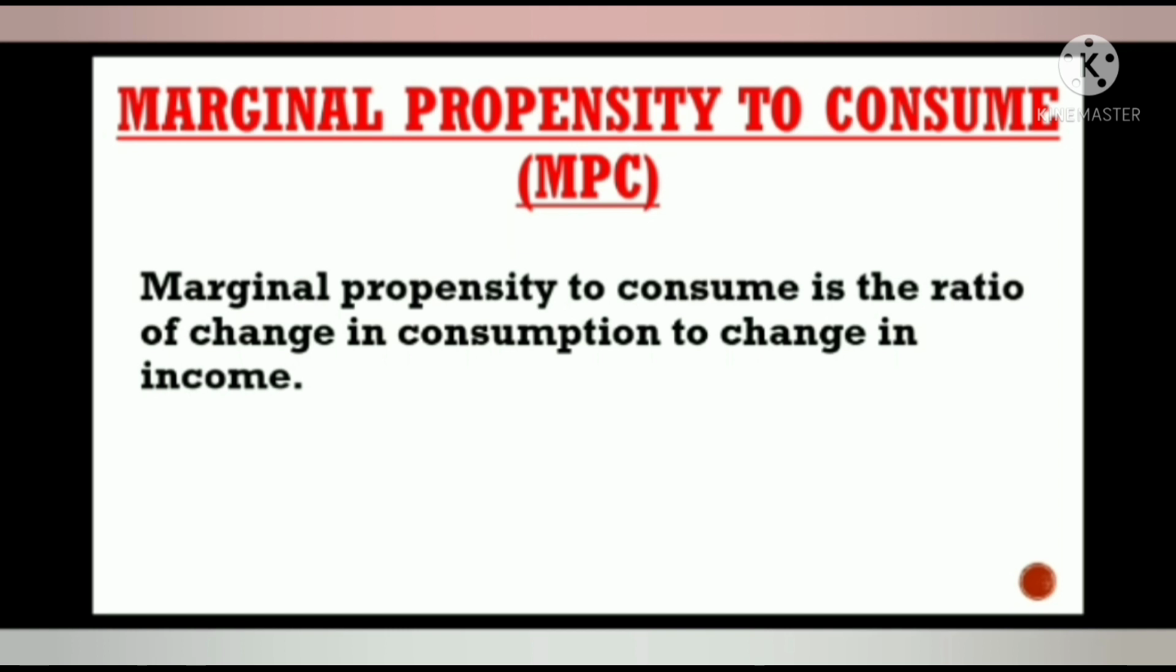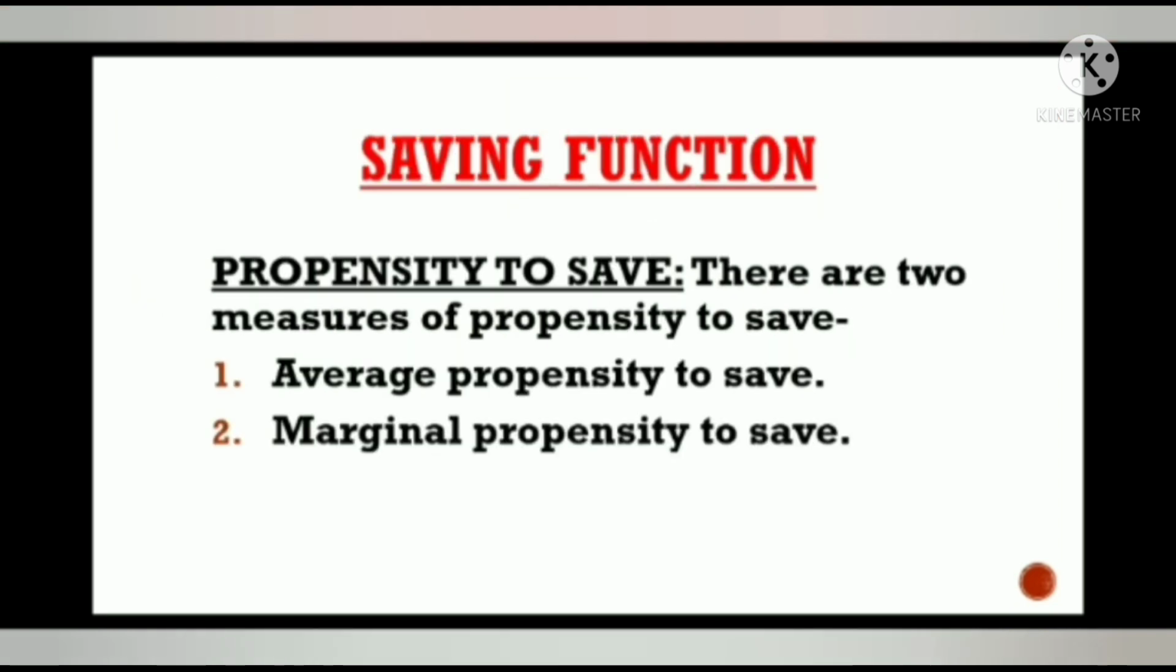Next, saving function. Saving function relates the level of saving to the level of income. Thus, S equal to F(Y). Propensity to save. Propensity to save refers to a schedule that shows the different levels of saving at different levels of income. Like propensity to consume, there are two measures of propensity to save. They are average propensity to save and marginal propensity to save.